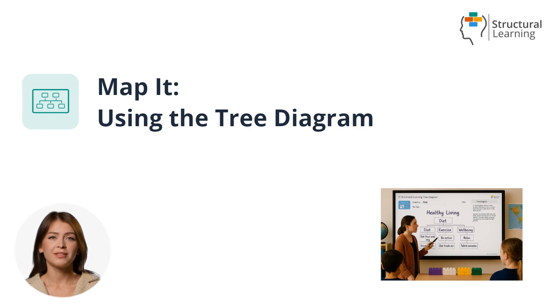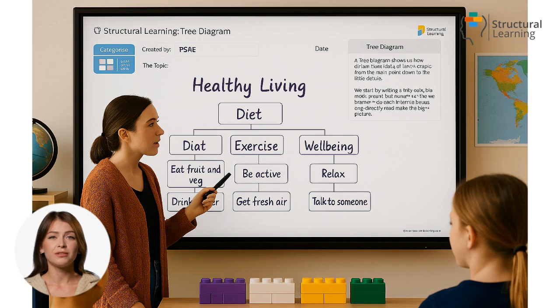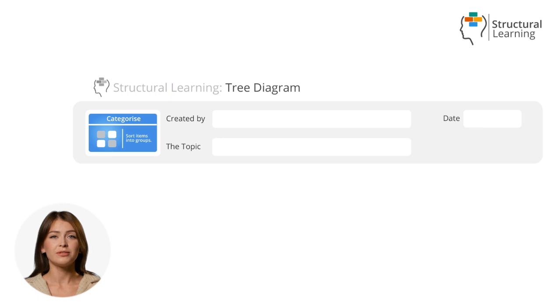Map it, using the tree diagram. The tree diagram is designed to help learners categorize information, a key skill in organizing knowledge and understanding how ideas are grouped. This tool is especially useful when a topic contains several themes, subcategories, or layers of detail that need to be logically sorted. The thinking skill at the heart of this organizer is Categorise, one of the core blue strand skills from the thinking framework.